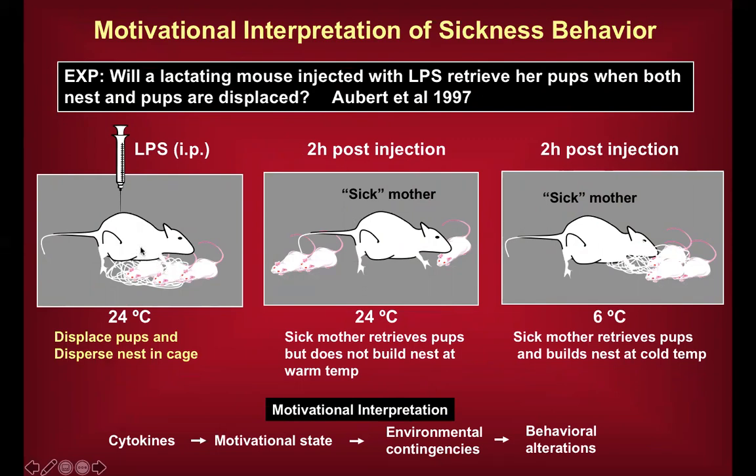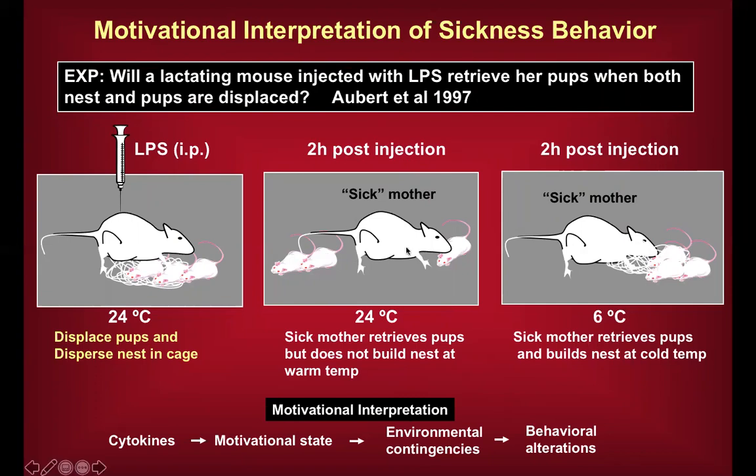So they're giving these LPS injections. Remember, this is going to be our innate immune stimulator. They did this at 2 different temperatures, 24 degrees Celsius, which I think is about room temperature, and they did it at 6 degrees when it's cold. And so they made the mom pretty sick with this LPS injection, and then they displaced the pups and took away the nest. And so they wanted to see what the mother would do.